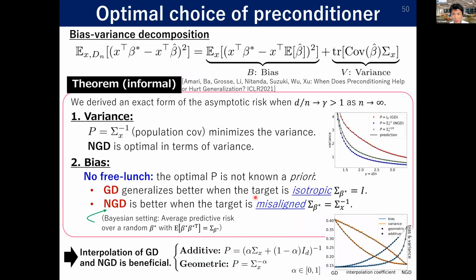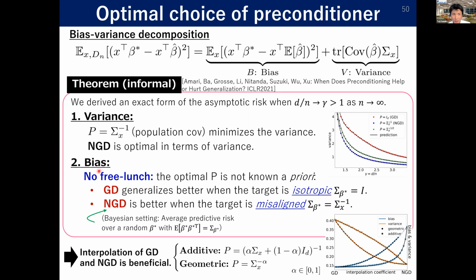This is the overview of our result. The predictive risk, the mean squared error, can be decomposed into the bias and the variance terms by taking a proportional limit where the dimensionality D and the sample size N go to infinity and the ratio of D and N goes to some positive real gamma, which is larger than 1. Then we have an exact evaluation of bias and variance in the asymptotics. Through that, we can show that the variance can be minimized by natural gradient descent over all preconditioners P.